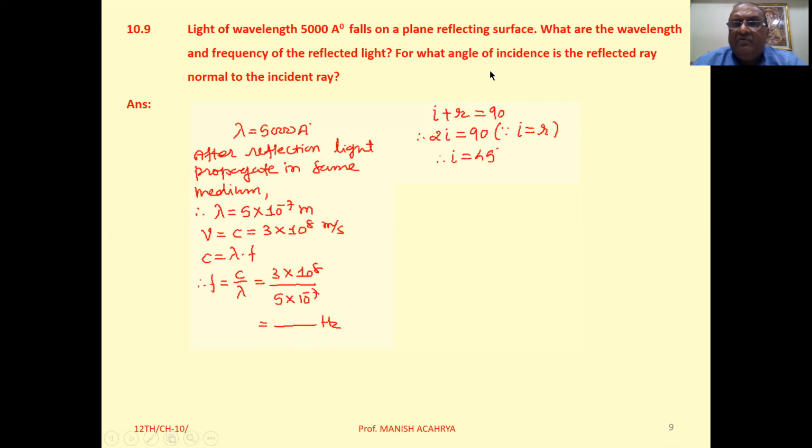Now, for what angle of incidence is the reflected ray normal to the incident ray? So when incident ray and reflected ray both are normal, it implies that we can write the angle of incidence plus angle of reflection, that is 90. But we know this thing, angle of incidence that is equal to angle of reflection. That is the law of reflection. So i that is equal to r, therefore we can write 2i that is 90, so i that is 45. Clear? So angle of incidence, that will be 45 degree. Clear?